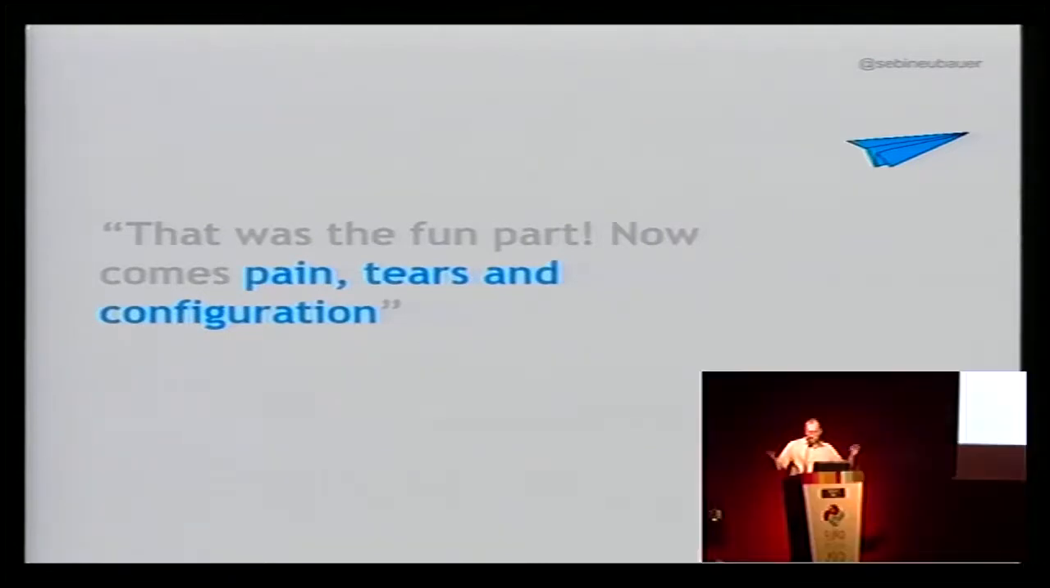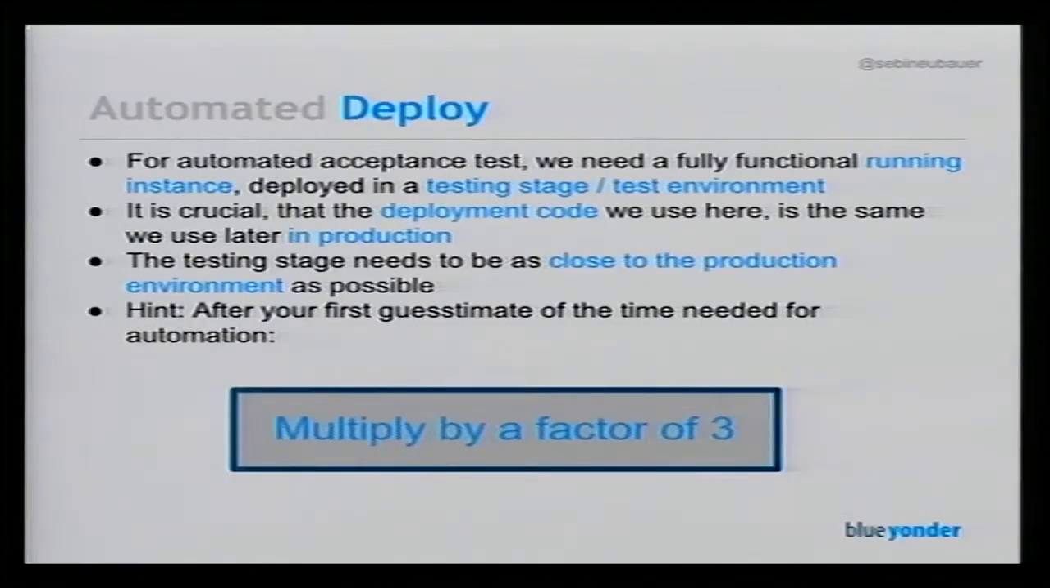Okay, now that was the fun part. If you're a traditional software developer, that's the part where you know what's happening. It's the continuous integration part. And now comes what I feel is the pain: tiers and configuration. Maybe you can add packaging and release dependency management. It's a pain too. So what's for the next stage?